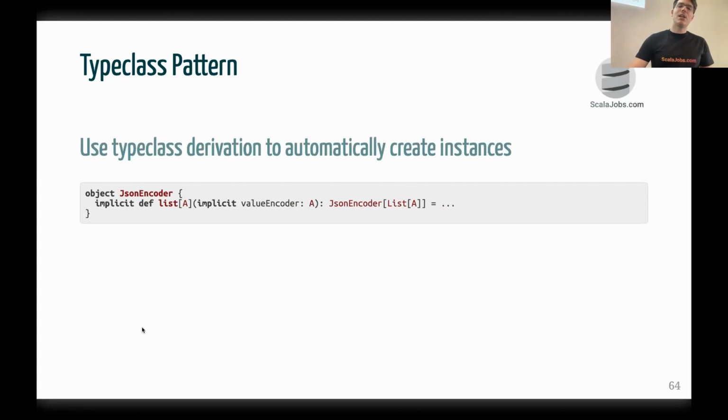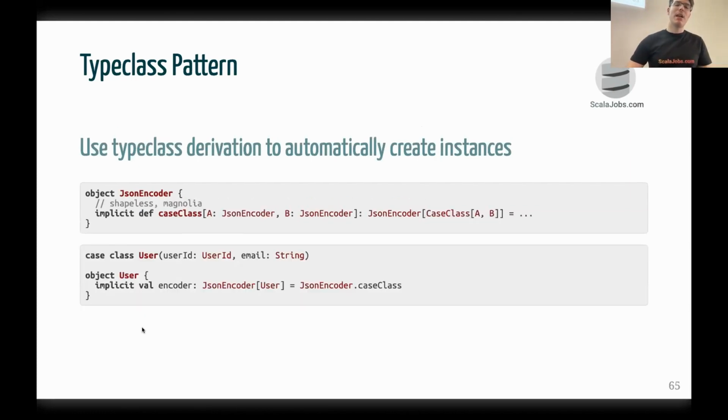You have fancy stuff like this type class derivation. I'm going to skip it, but essentially the main idea is that you can potentially derive stuff, like create stuff. For example, if I have a case class of user and the user ID, you know how to serialize it to JSON, you know how to serialize the mail to JSON, and you can tell the compiler, yeah, figure it out for me, like create the thing for me.